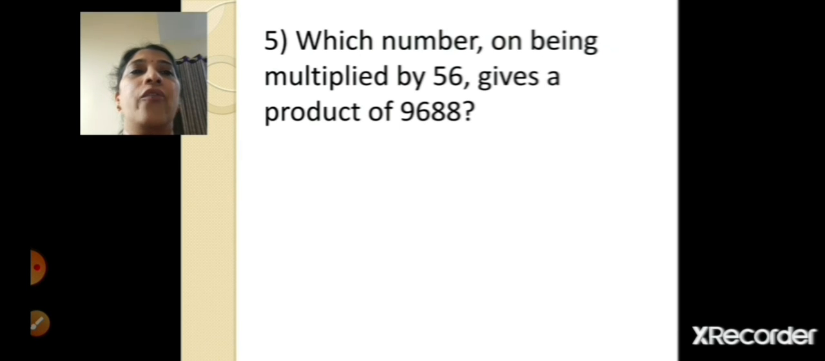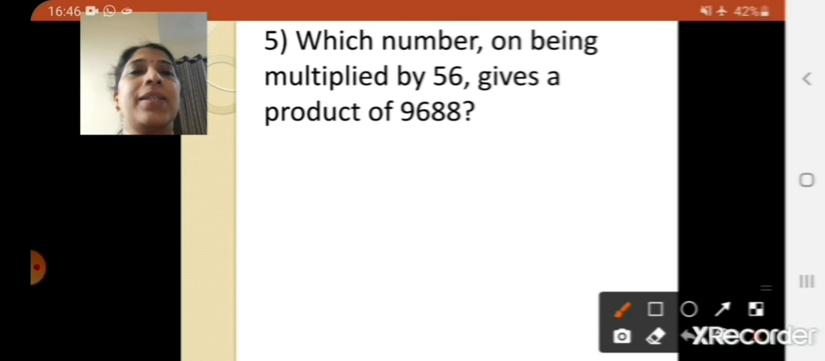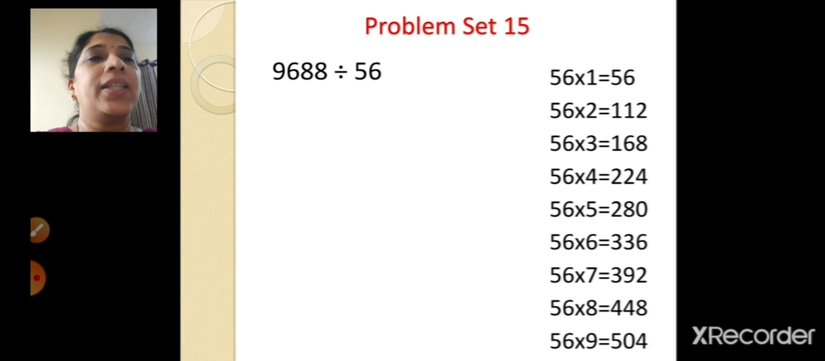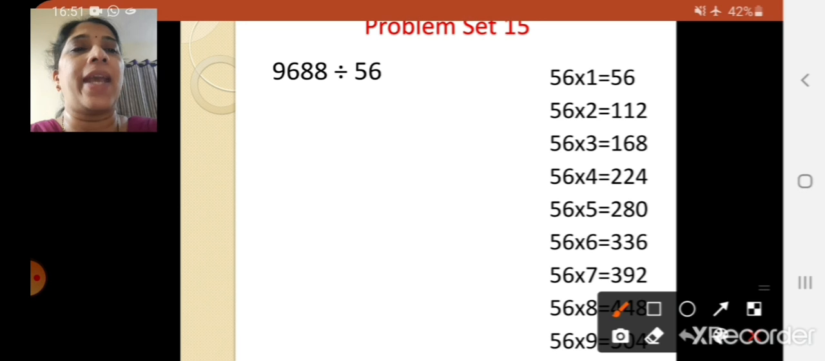Fifth one, which number on being multiplied by 56 gives a product of 9688, right? Now 9688 you are going to divide it by 56. So you will get the number. So let's start. 9688 divided by 56. So I have already written the table of 56 on the right hand side. So now we'll carry out the division.